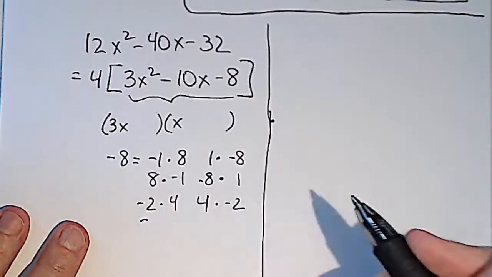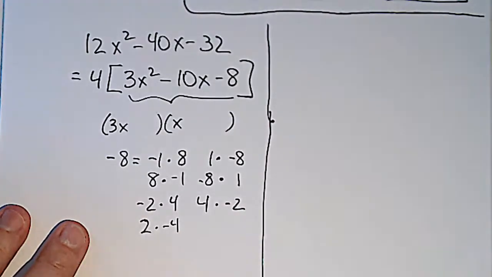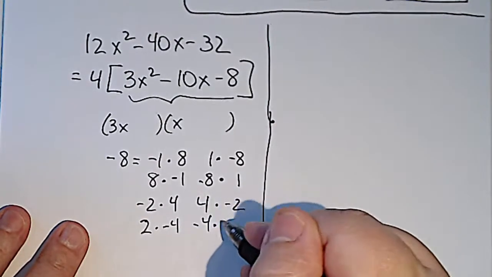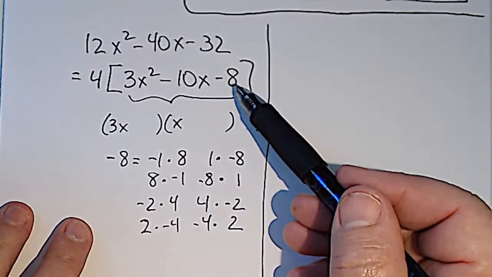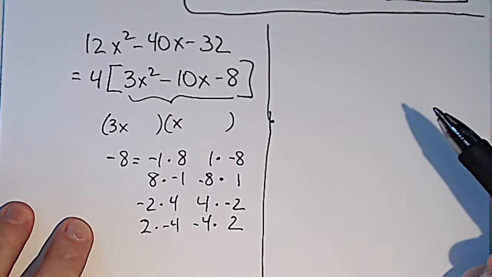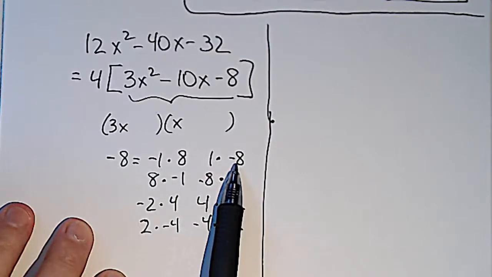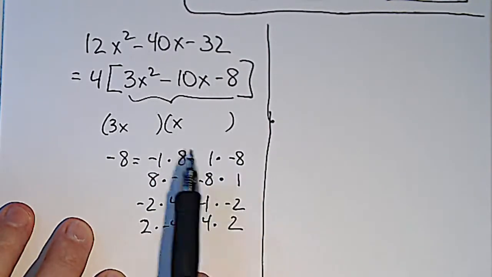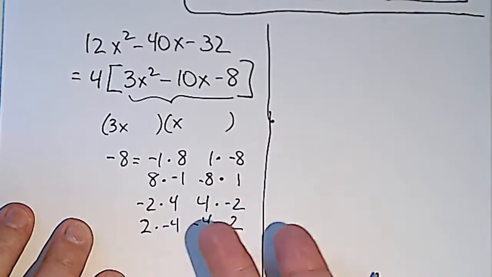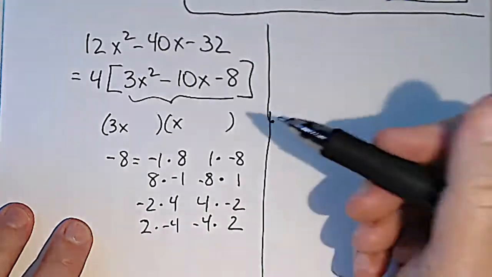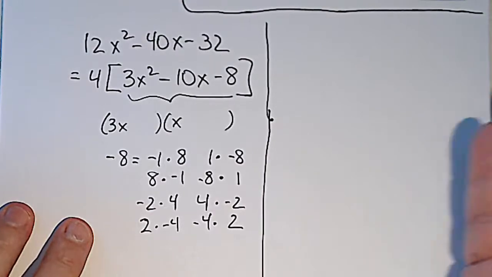Or I could have positive 2 times negative 4, or negative 4 times positive 2. So the number 8 only breaks down into either 1 times 8 or 2 times 4. But since it's negative, either one of the factors could have the minus attached. And because I've got 3x and x, I could use it in either order. So I've got to be willing to change the orders too. So I've got 1, 2, 3, 4, 5, 6, 7, 8. I've got 8 possibilities that I could try.